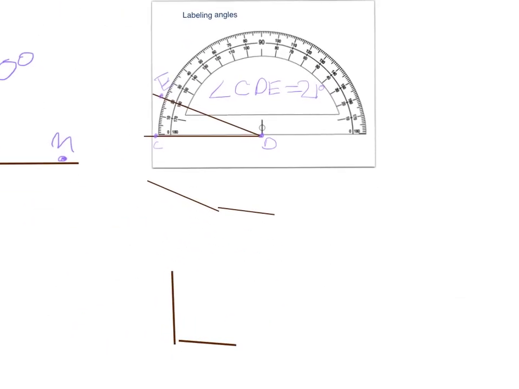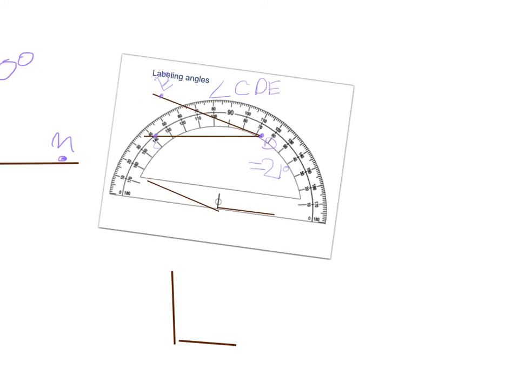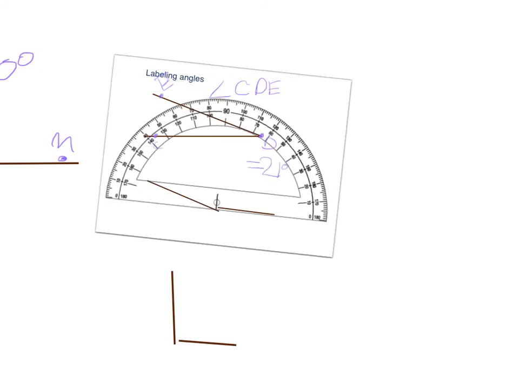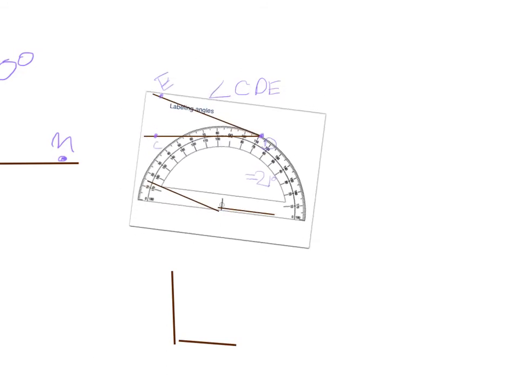Again, go down to my next angle. Let's turn my protractor around. Get it on the bottom line. Let's make it smaller, so I have more to work with.